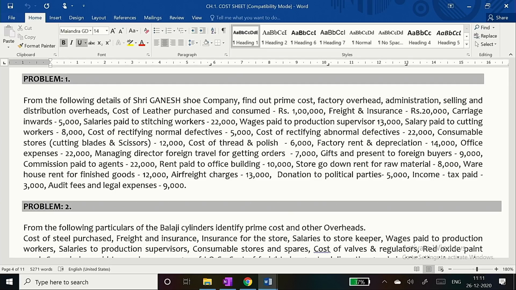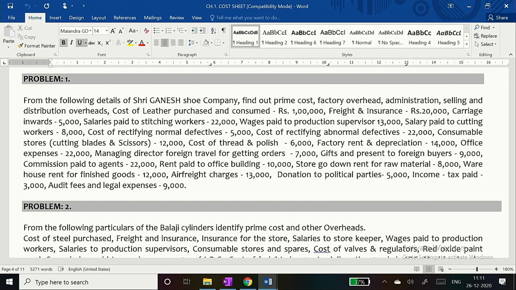Then consumable stores, cutting blades and indirect materials, factory overheads. Cost of thread and polish to shoes, leather, direct expense. And factory rent and depreciation is indirect expense, factory overheads. Office and office expenses is administration.